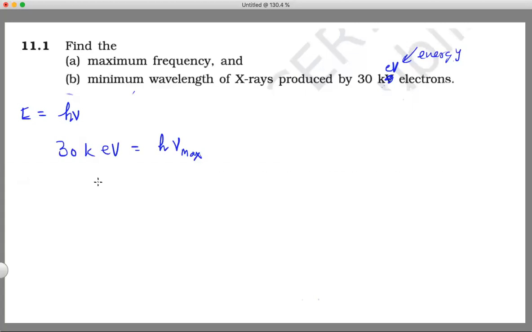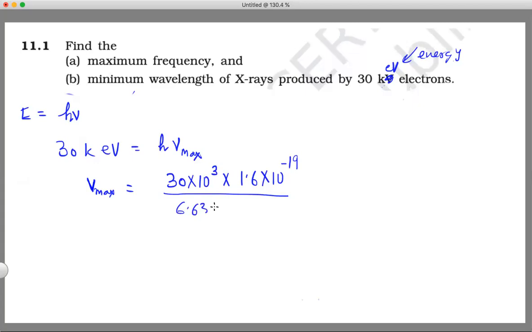Now we just have to put in the values. So nu max will be equal to 30 into 10^3 and e is 1.6 into 10^-19 coulomb and volt, divided by h. The approximate value of h is 6.63 into 10^-34; this is the value we need to use if it is not provided. Now this is the calculation that we have to perform.